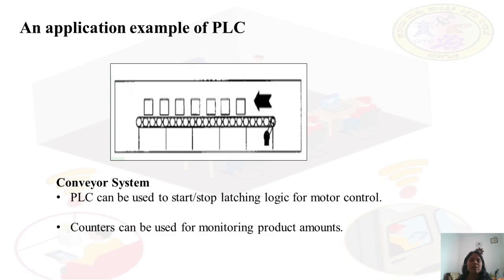Next is another simple example, that is your conveyor system. Here PLC can be used for start or stop latching logic for motor control. Counters can be used for monitoring product amounts for the conveyor system. I think you have seen this in airports and big commercial places. Here they use this conveyor system. It will sense if any luggage is there, then the motor will move. If not, it will stop. And it will also keep the count of the number of luggages that have come by using a counter in the program.